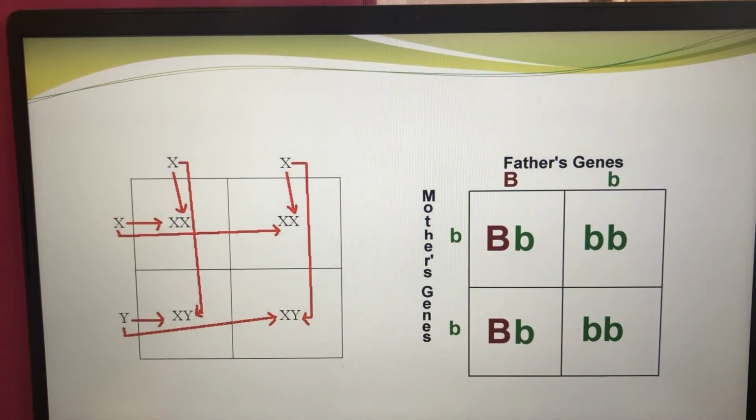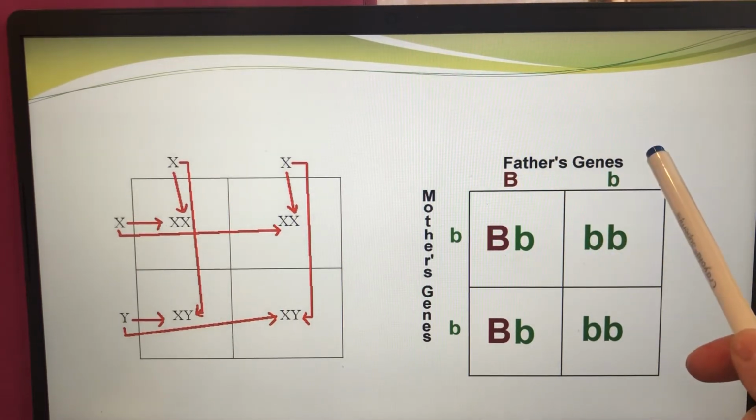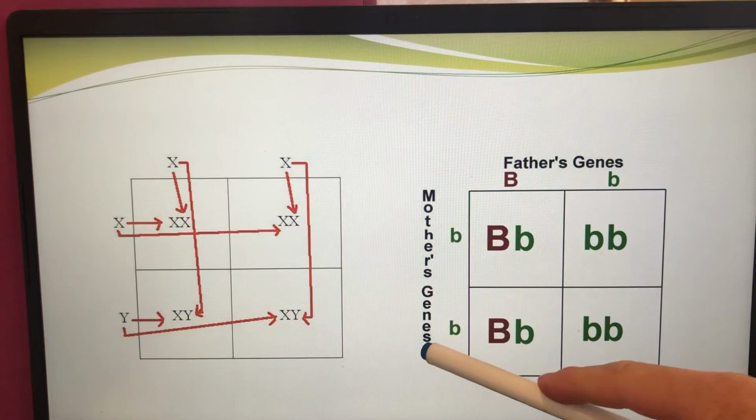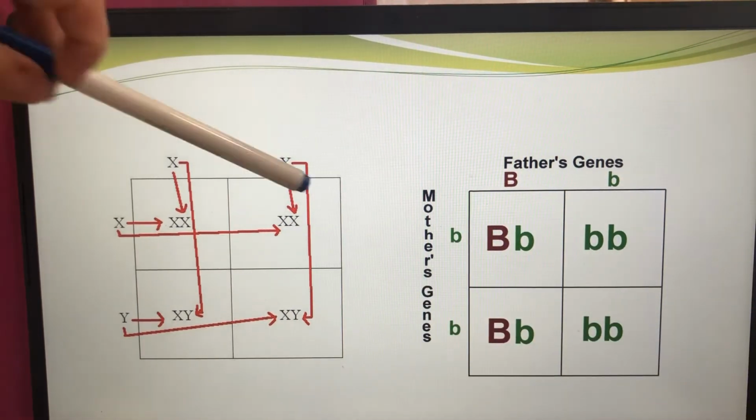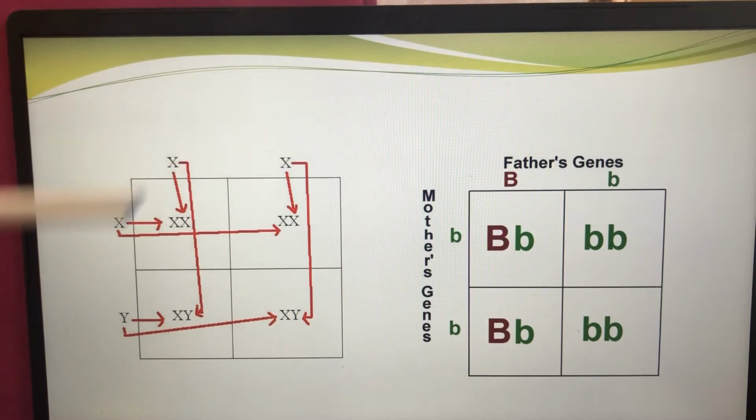Now the key, people will always ask: does it matter if dad's genes always go on the top and mom's genes always go on the side? No. In this case, you see mom's genes are on the side, XX, and dad's are on the top, XY. It doesn't matter, but what you do need to understand is the mom's genetics. This one isn't as much of a favorite as this other one, so let me show you.